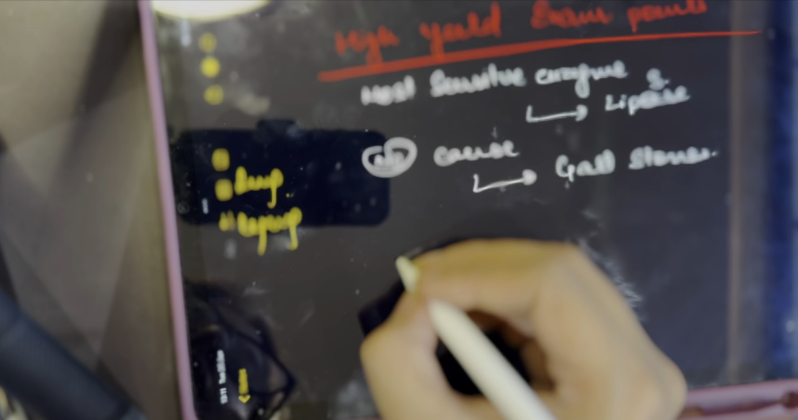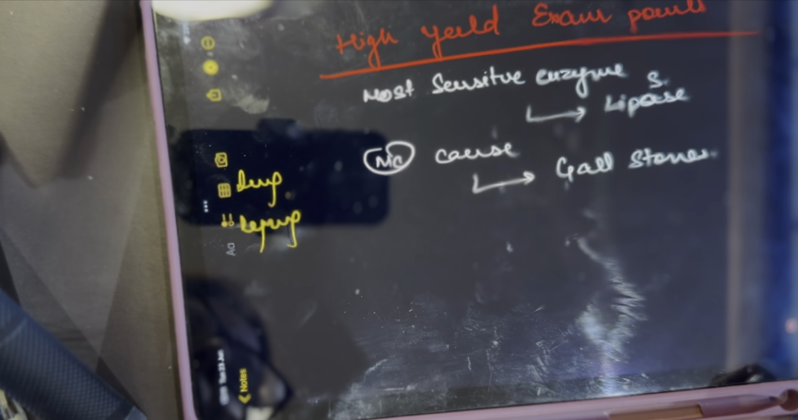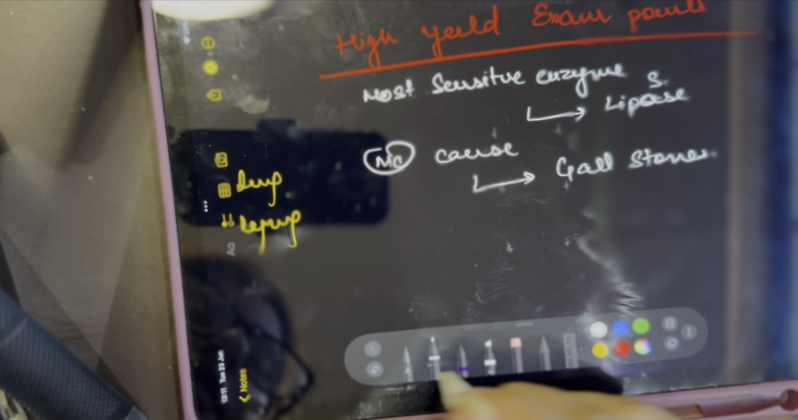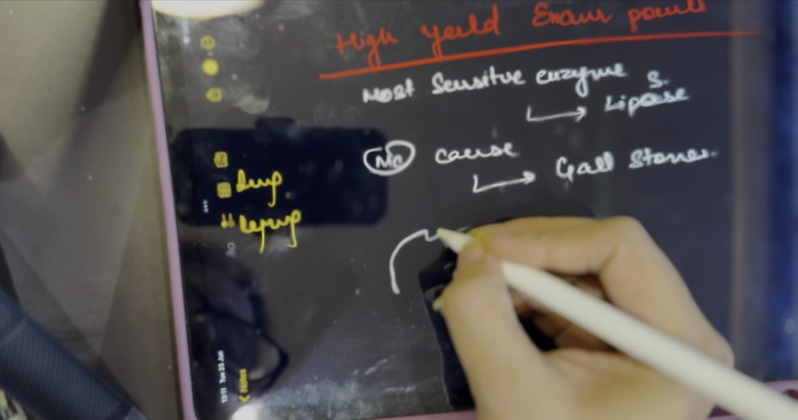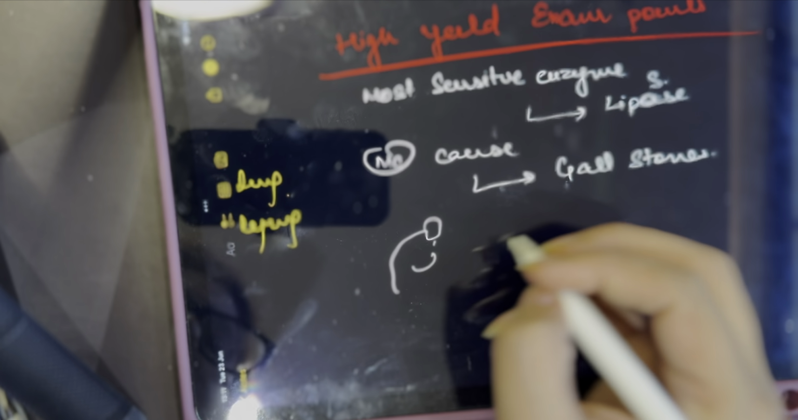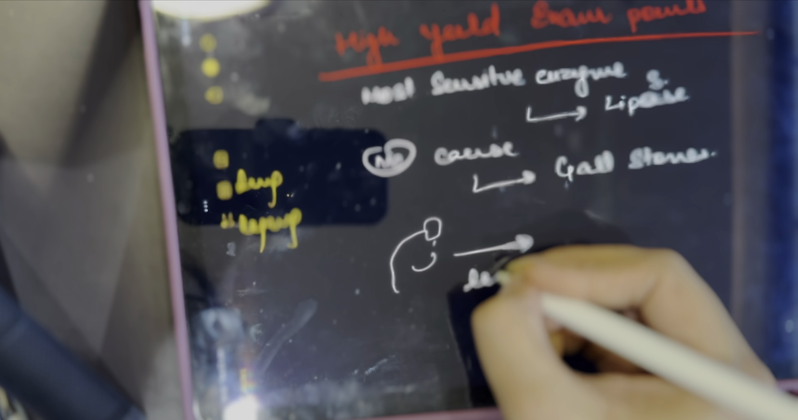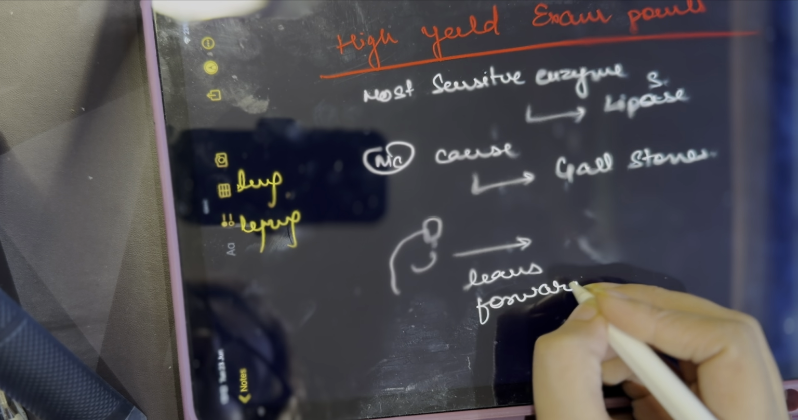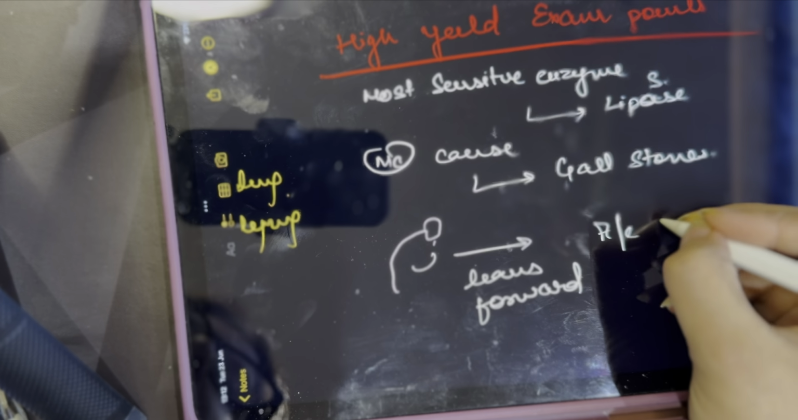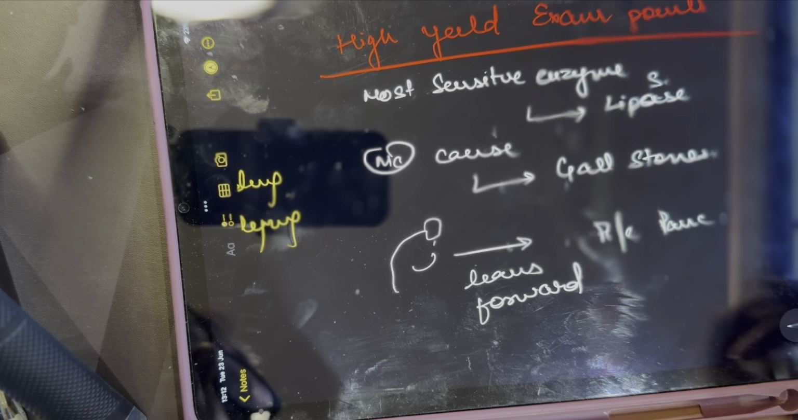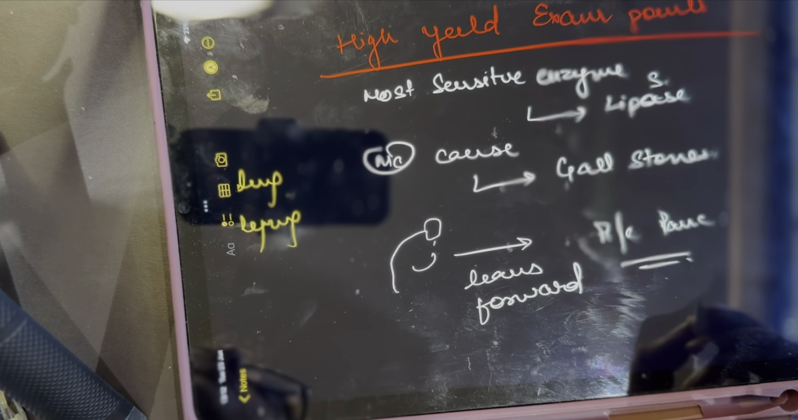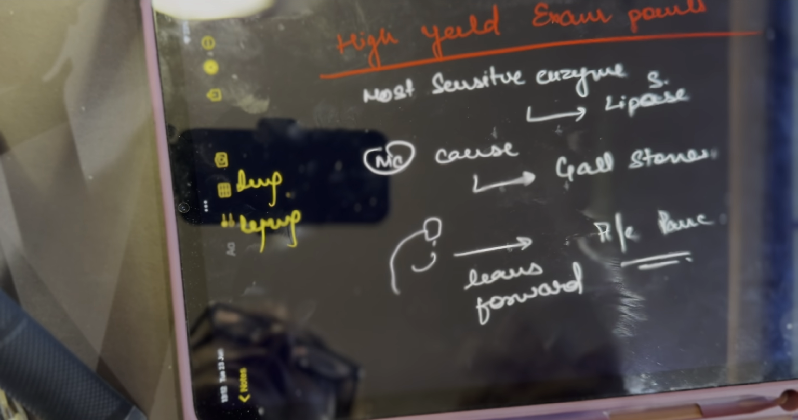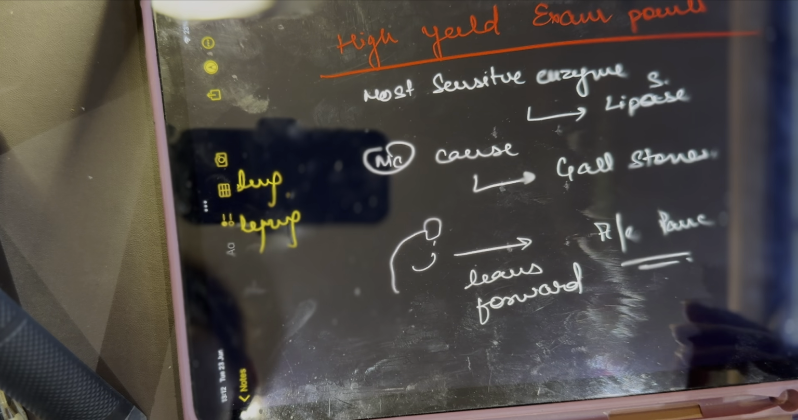So if the patient is leaning forwards, and on leaning forward the pain gets relieved, then think of acute pancreatitis until proven otherwise. So you will always think of acute pancreatitis if someone is leaning forward and their pain is relieved.